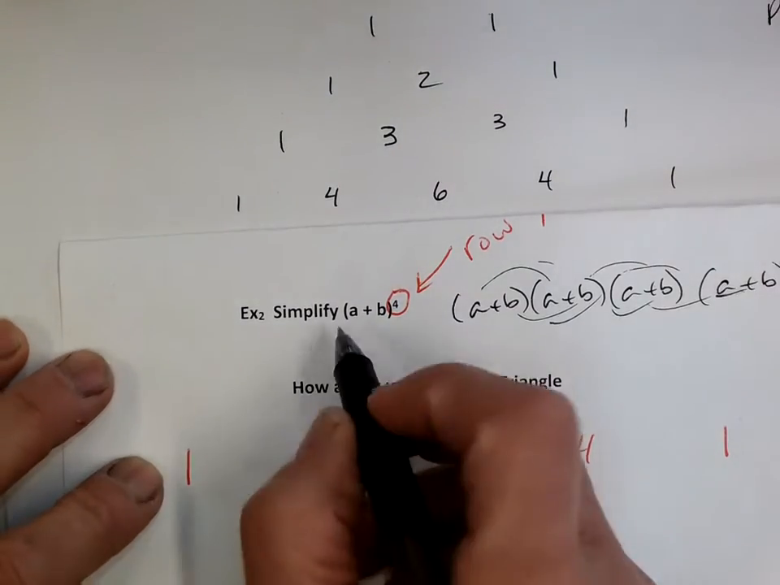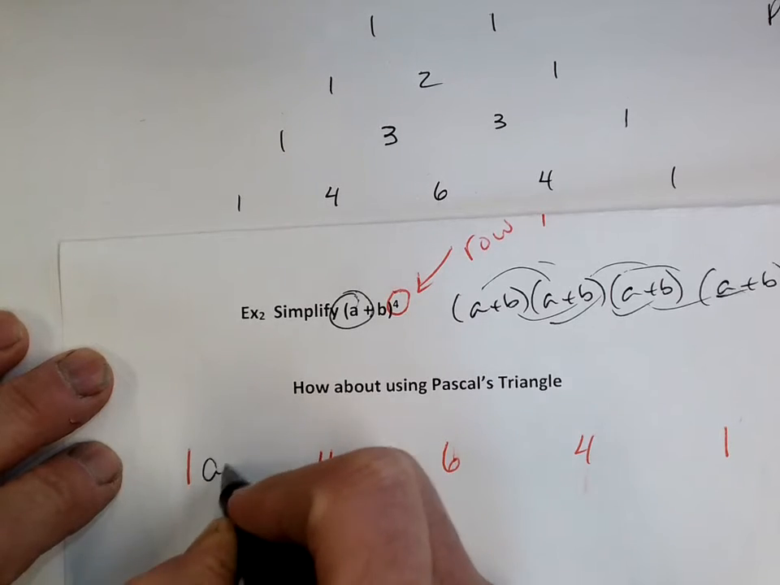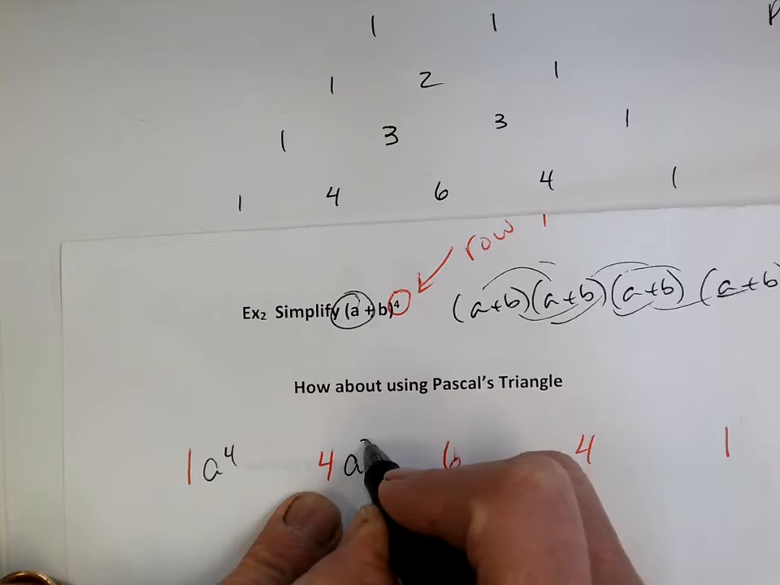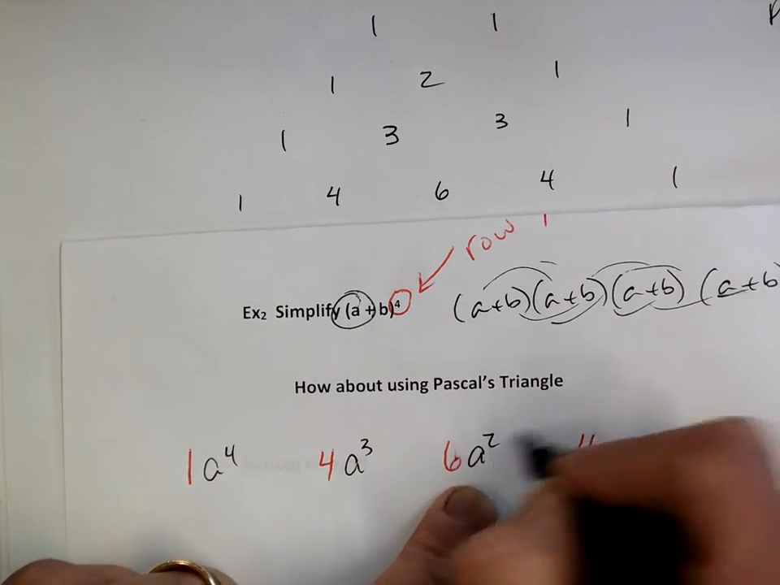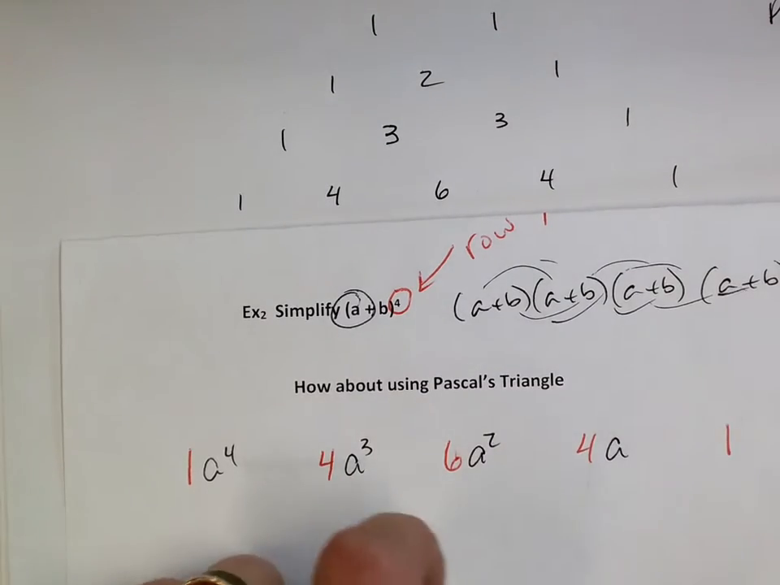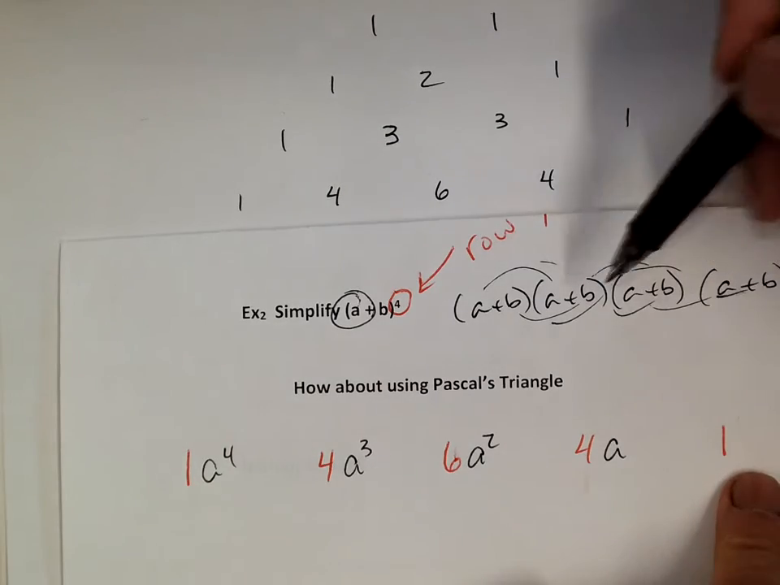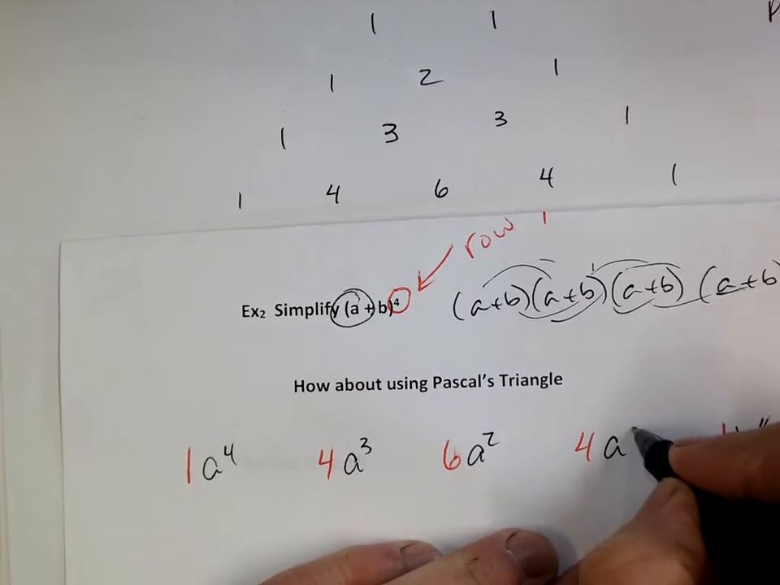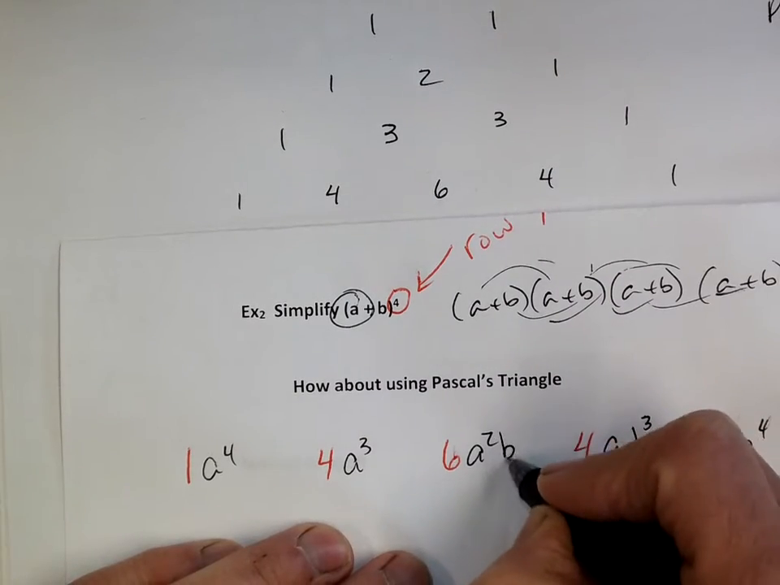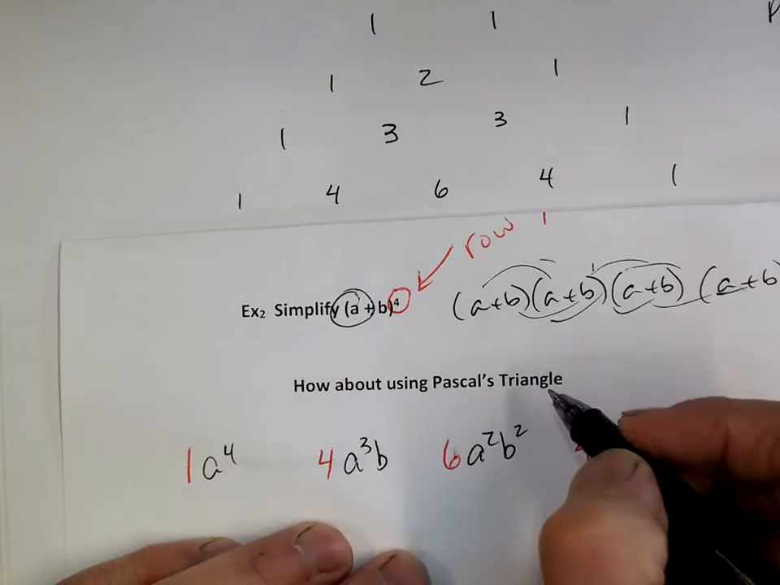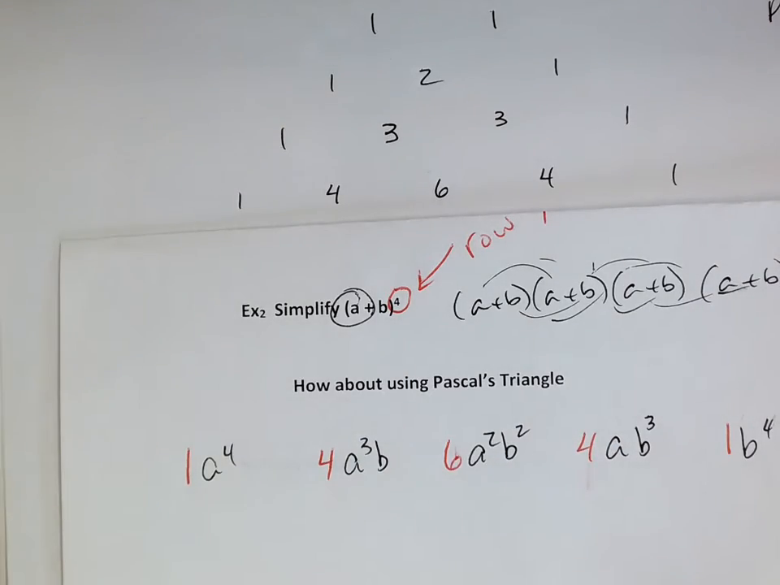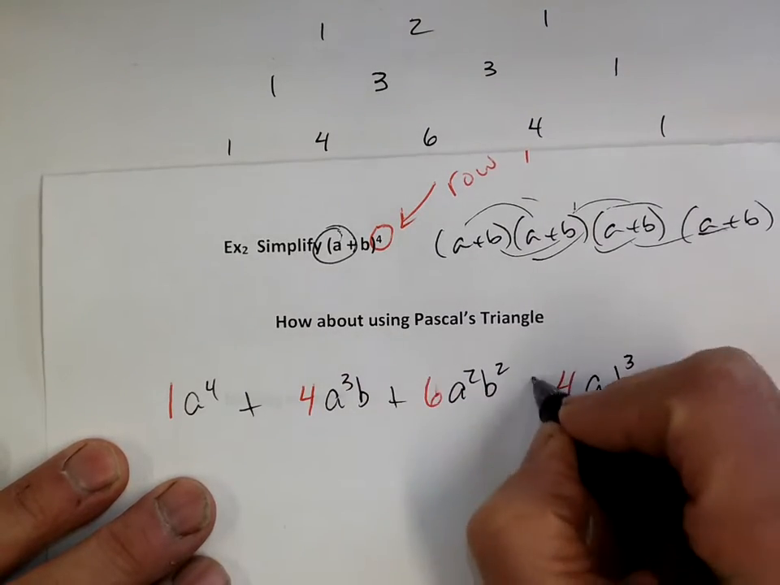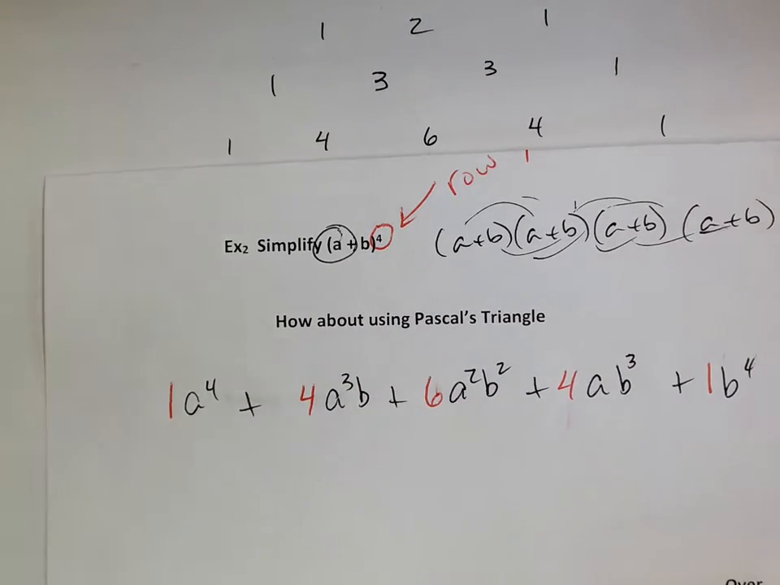So I'm going to go, I've got an A. I'm going to go A to the 4th. I'm counting down, right? Then A to the 3rd, then A to the 2, then A to the 1, and then no A. And then on the very end, because the B's are on the ends, right? I'm going to go B to the 4th, B3, B2, B1, and then no B's. And so my answer, all these terms are separated by plus signs. Plus, plus, plus, plus. That's my answer.